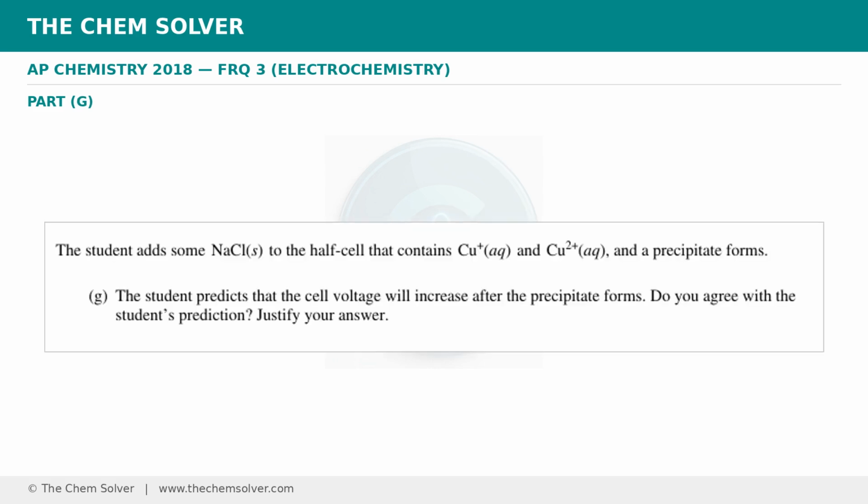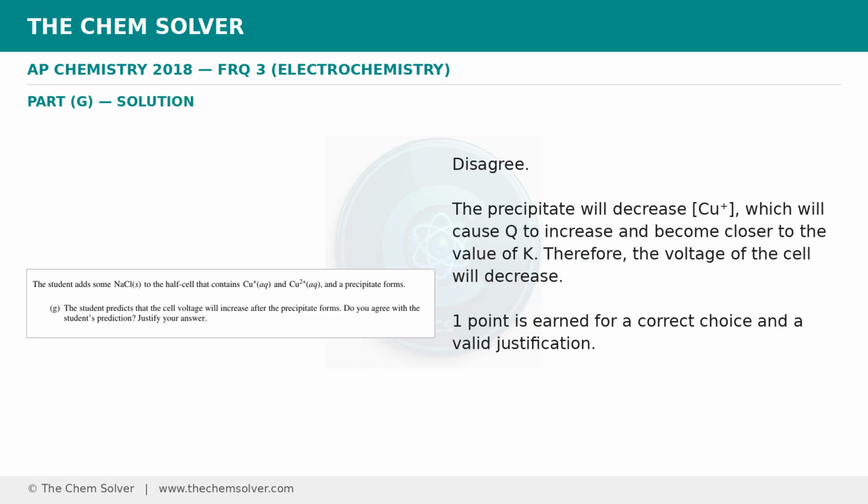The student predicts that the cell voltage will increase after the precipitate forms. Do you agree with the student's prediction? Justify your answer. Disagree. The precipitate will decrease Cu+, which will cause Q to increase and become closer to the value of K. Therefore, the voltage of the cell will decrease. 1 point is earned for a correct choice and a valid justification.